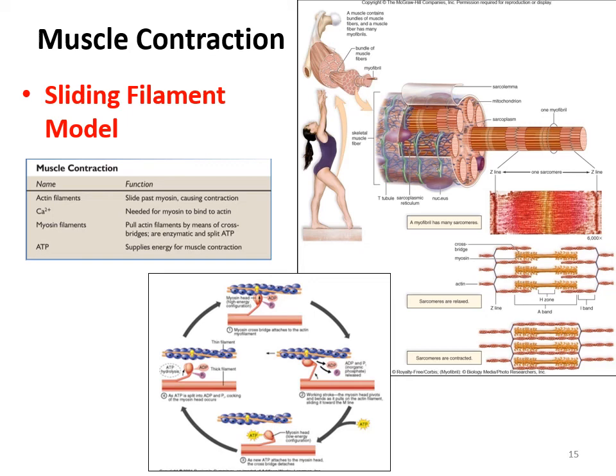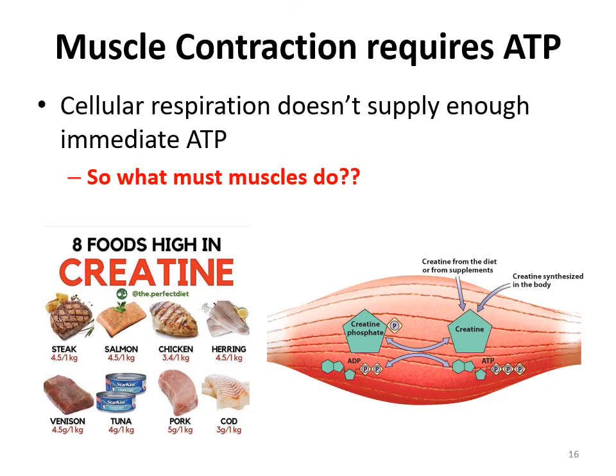Now, as we mentioned in that previous slide, muscle contraction, that myosin actin sliding filament, requires ATP, right? Because a lot of things in your body and your cells require ATP, require energy. Now the problem is cellular respiration does not supply enough quick ATP for your muscles to properly move and to function.